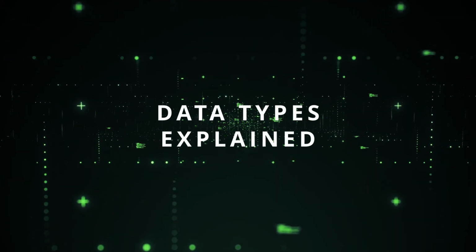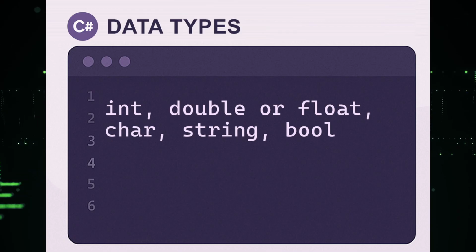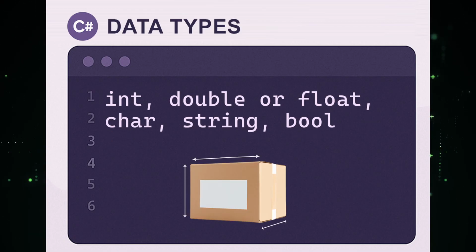Data types. Now let's talk about data types. A data type tells your computer what kind of data the variable will hold. Think of it like defining the size and shape of the box before you put something in it. Here are some common C# data types.